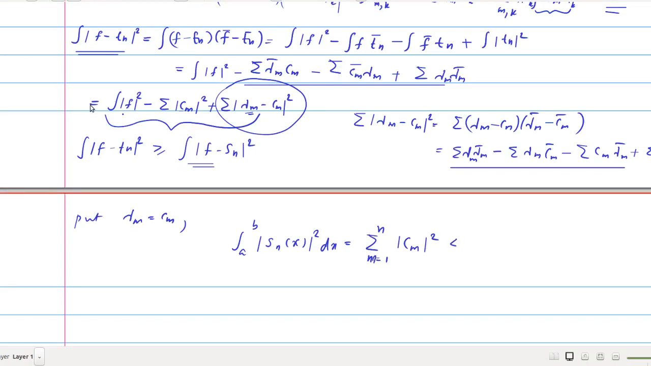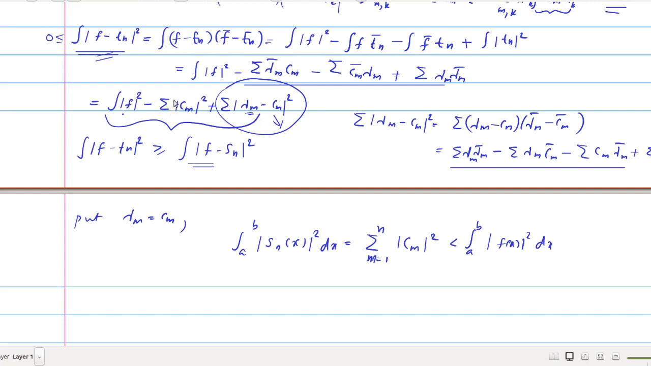So this is the same as this one, and we know that if you put gamma m equal to Cm, from this you can write this mod f square. If we replace that, then you can get integral mod f square, which I will write as integral a to b mod f of x whole square dx. That is because when you substitute gamma m equal to Cm in this, the left hand side will be integral mod f minus Sn square. That quantity is always greater than or equal to 0, and this quantity will be 0 by putting gamma m equal to Cm.